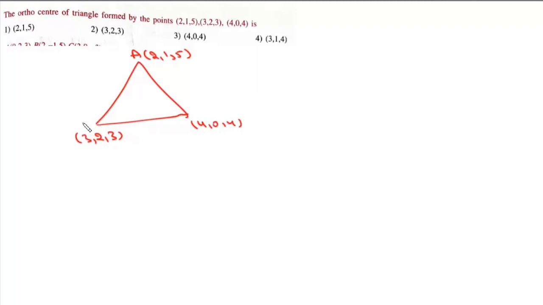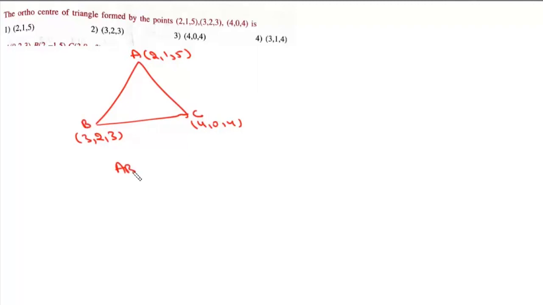Now we are given this triangle whose coordinates are (2, 1, 5), (3, 2, 3) and (4, 0, 4). Now let these vertices be A, B and C.